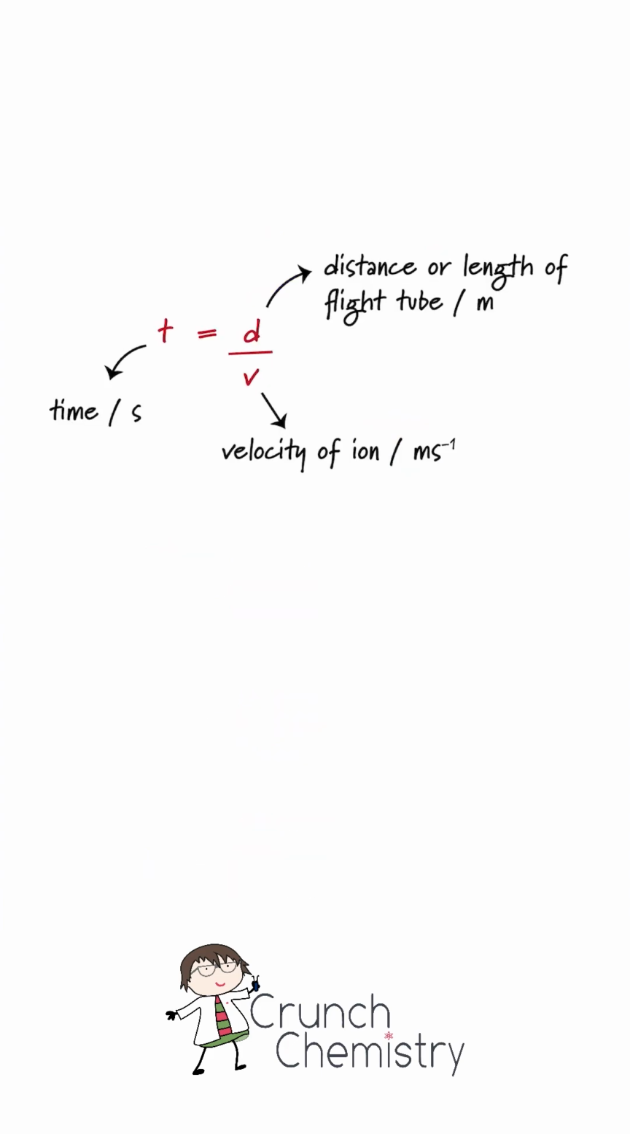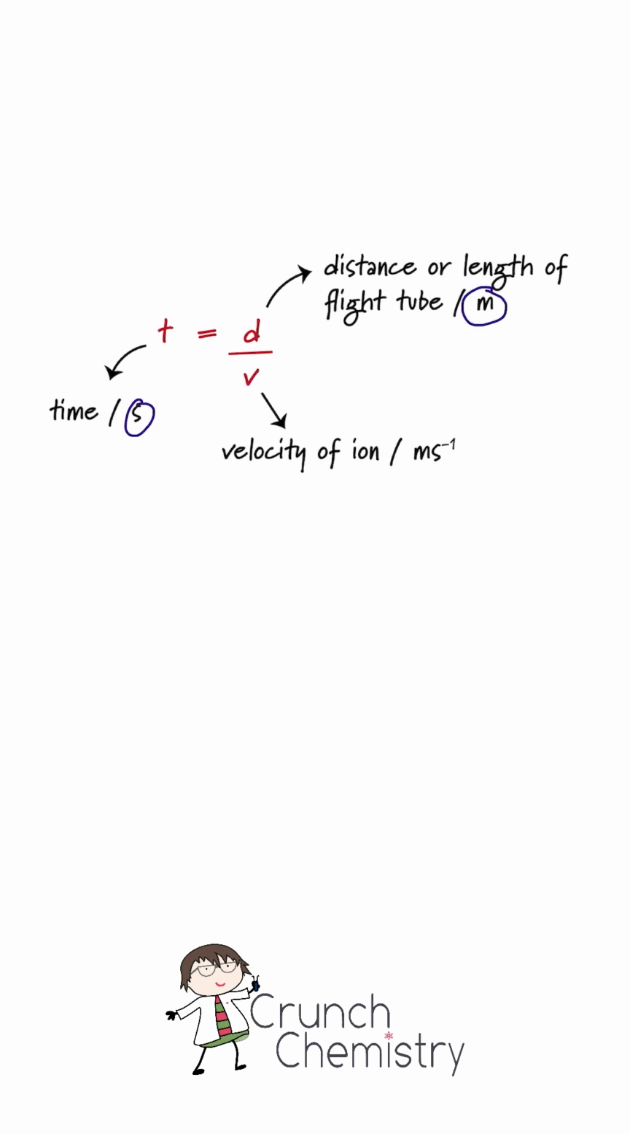The most common type of exam questions asks you to find the time taken for an ion to travel the length of the flight tube. Well, time equals distance divided by velocity. Time is in seconds, we know that velocity is in meters per second, and we need the distance of the length of the flight tube to be in meters.